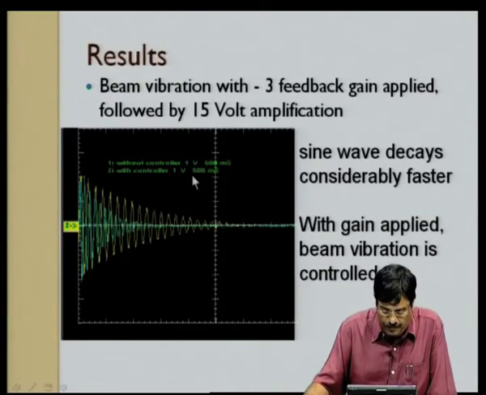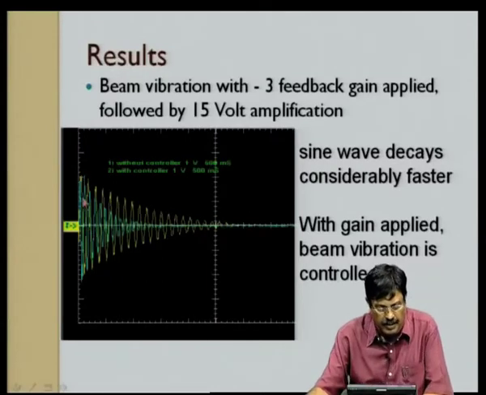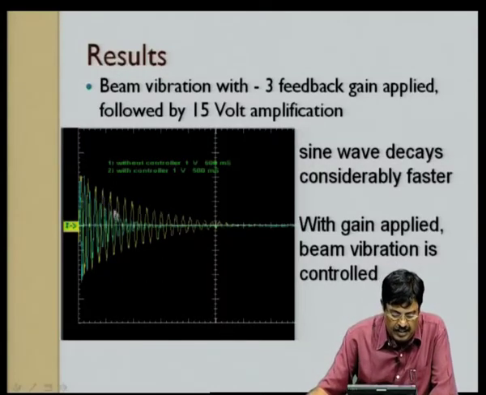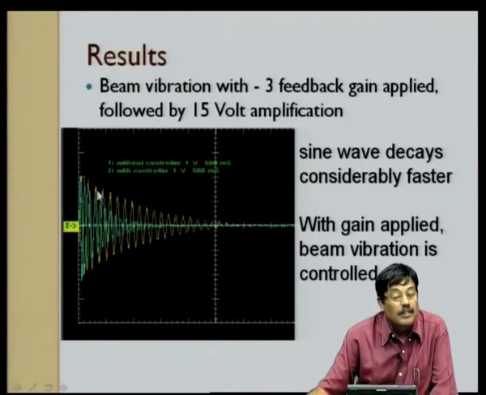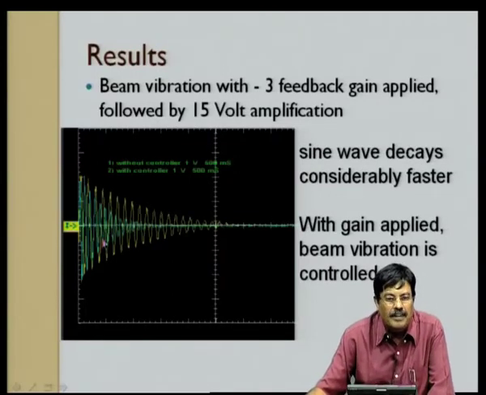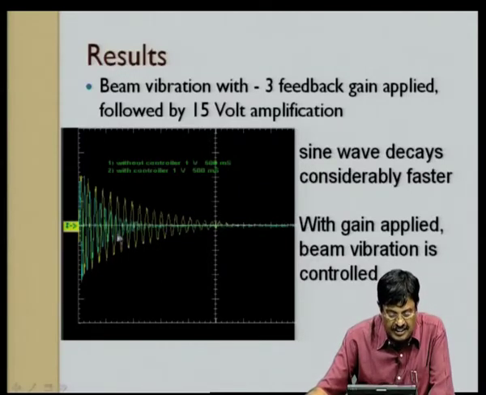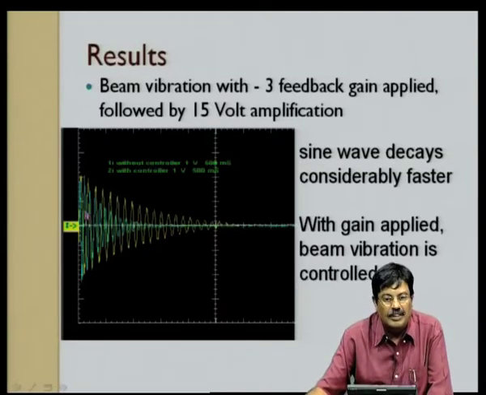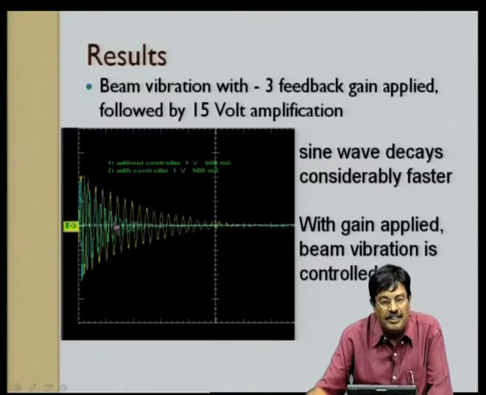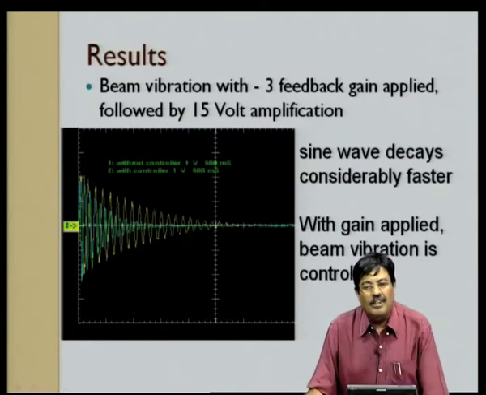So, here is a plot which is superimposed with the results with no controller and with a feedback PID controller. We see that there is a substantial reduction in the responses as time progresses, even though the control was small at the initial times, at very small times, but as the time increases there is a substantial reduction. So, the sine wave decays considerably faster. With gain applied to the beam, we see that the vibration is more or less controlled.